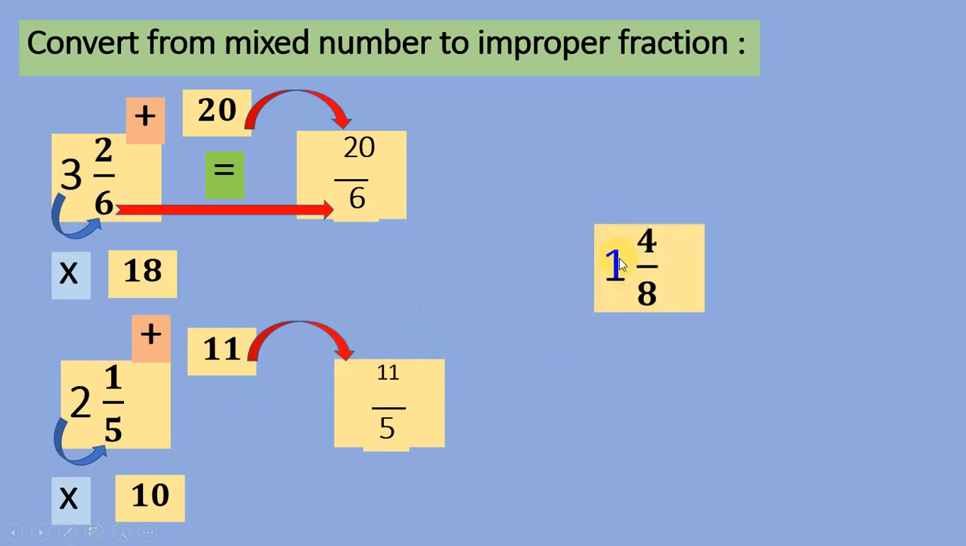Let's answer this exercise without steps. Remember with me, first step, put the denominator, and the denominator here is number 8. Yes, then down times up plus. 1 times 8 give you 8. 8 plus 4 equal 12.